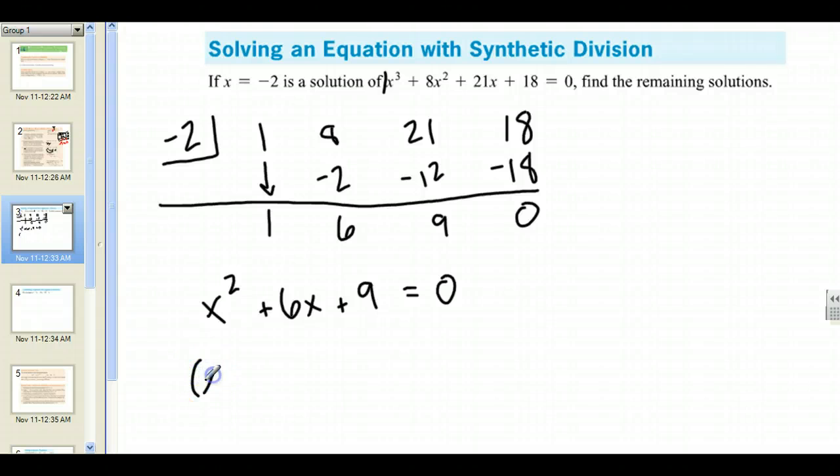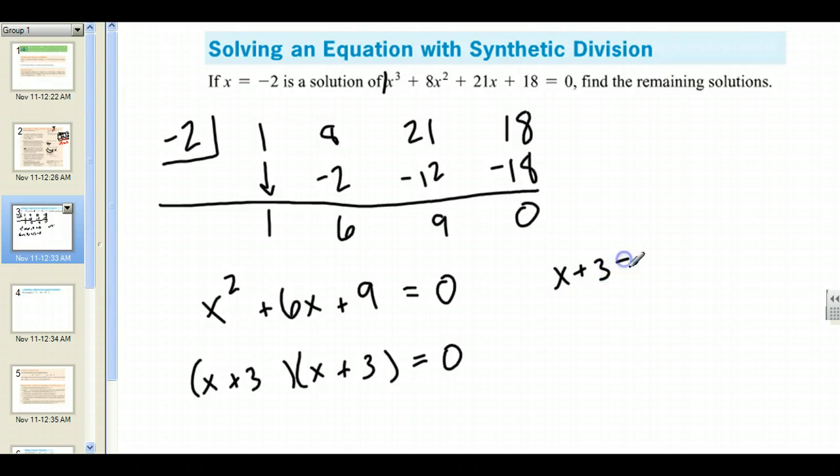Alright, this will factor, so we've got an x and an x, and we need two numbers that multiply to 9 and add to 6, so that's going to be 3 and 3. And then if I set each one of these equal to 0, I get x plus 3 equals 0. And then obviously this is the same thing, so I'd get that again. So our other solution is x equals negative 3.